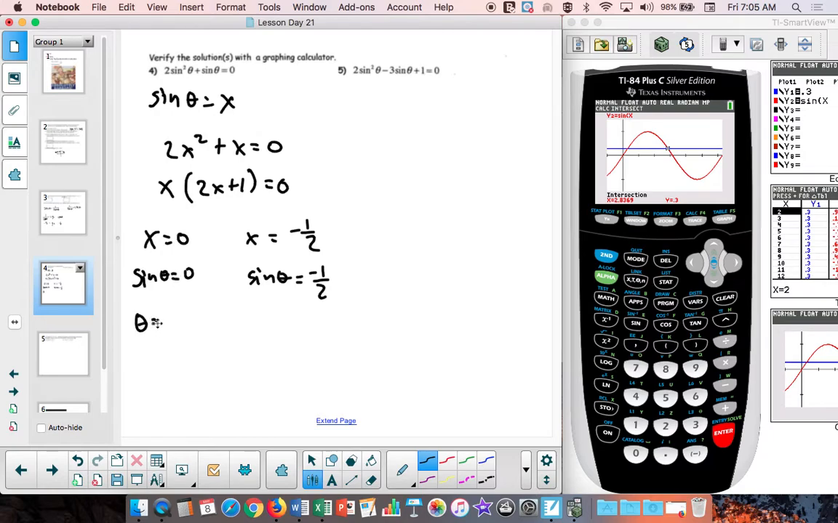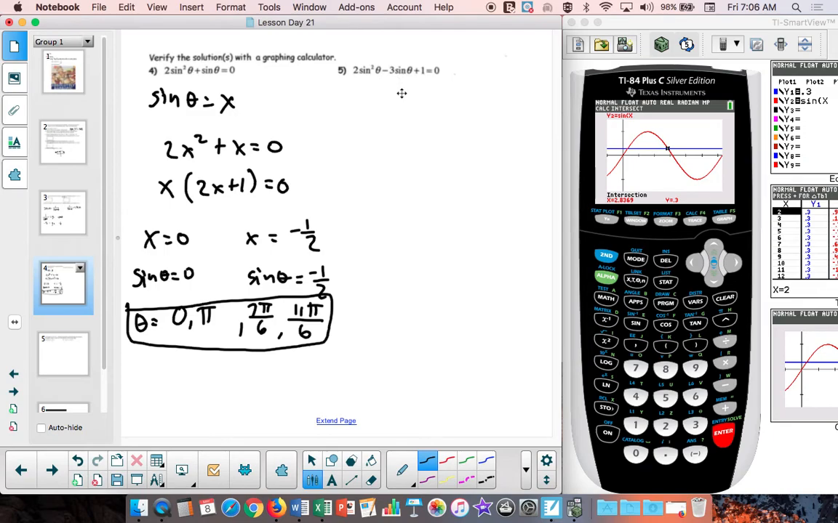Theta is equal to 0 and pi, not 2 pi, because remember our range that we're working with is 0 to 2 pi. So just make sure you're not giving me 2 pi as an answer, because it's not included. Sine of theta is -1/2 at 7 pi over 6 and 11 pi over 6. Again, making sure it's between 0 and 2 pi. Okay, those are our 4 solutions.